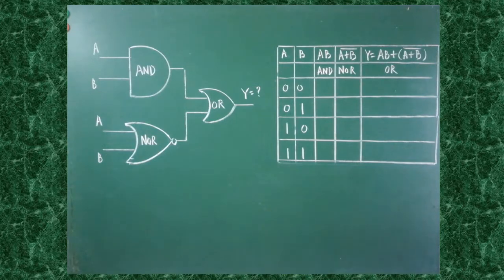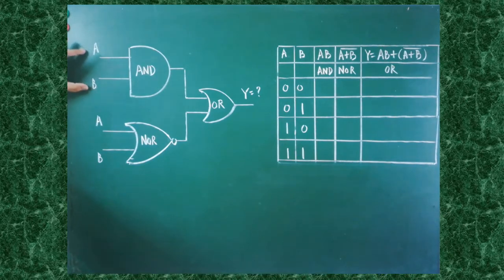So first we have to find out the Boolean expression for the output. After that we have to write the truth table. Look at the circuit diagram. Here 3 gates are given: AND gate, NOR gate and OR gate. Here A and B both are the inputs. Here also A and B both are the inputs.